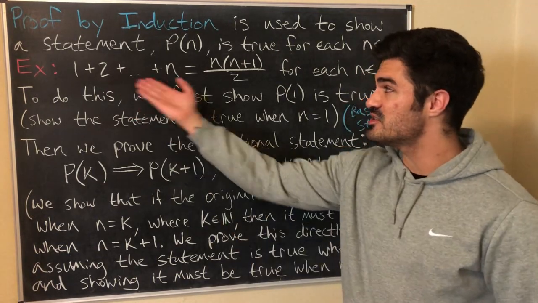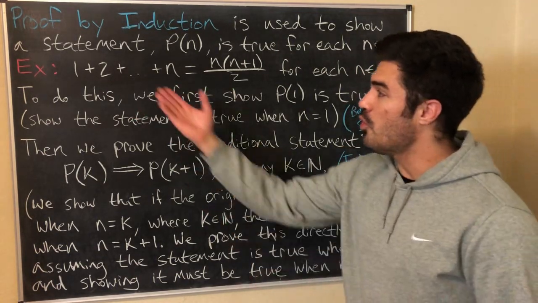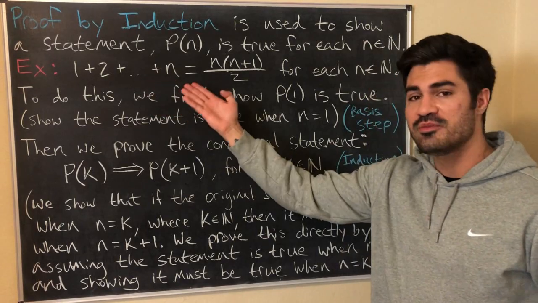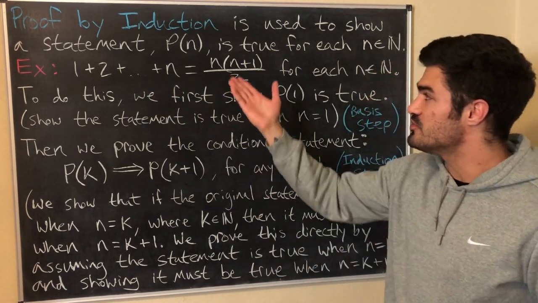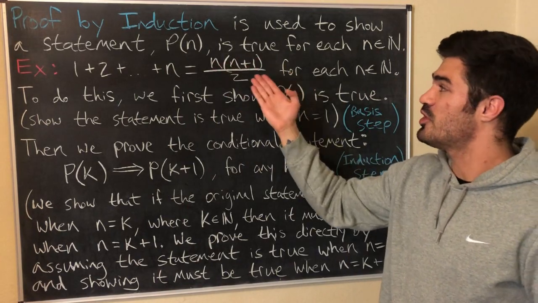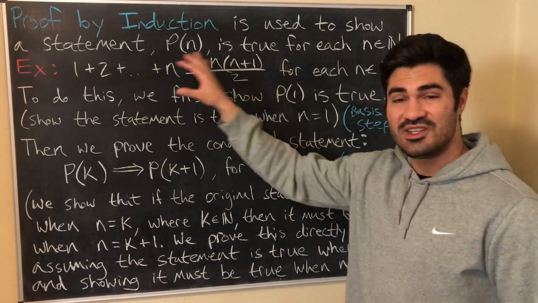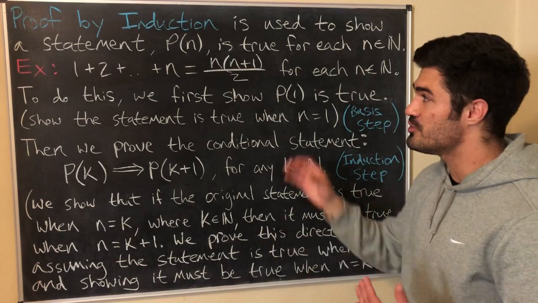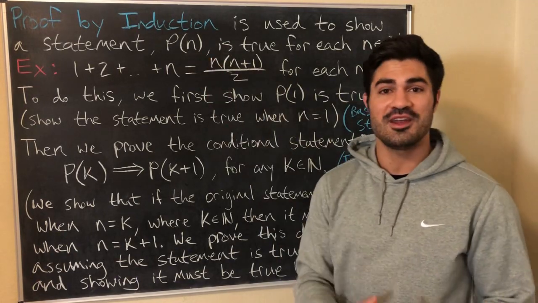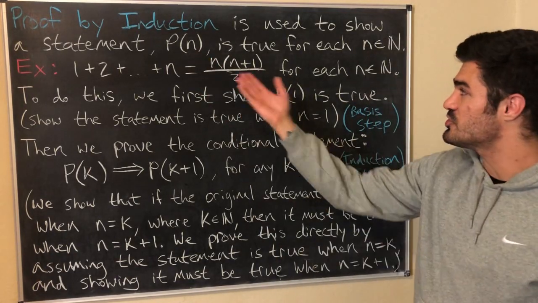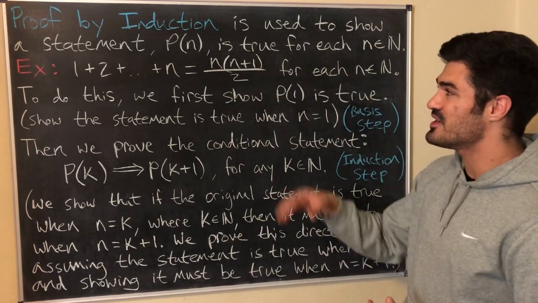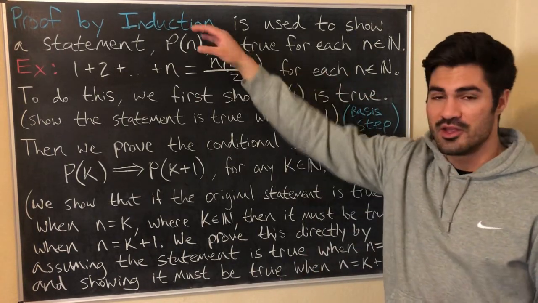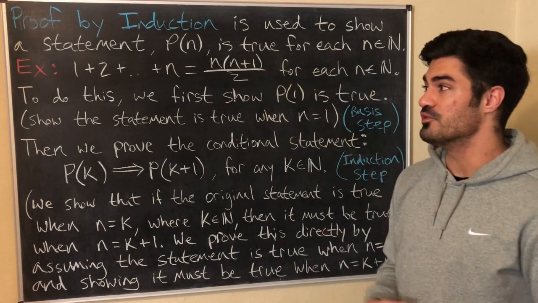So let's consider this statement as an example. 1 plus 2 plus all the way up to n, basically the sum of the first n integers, is equal to n times n plus 1 all over 2. You've probably seen this before as a formula, but we can actually prove it using the proof by induction method. And that's because we want to show that this is true for each n in the set of natural numbers. That's what makes this a great candidate to use the proof by induction method to prove, okay?